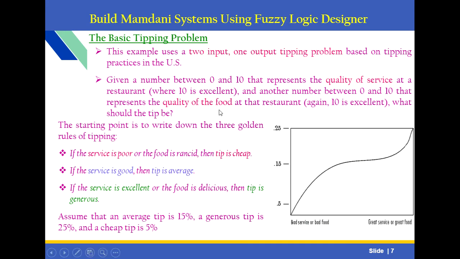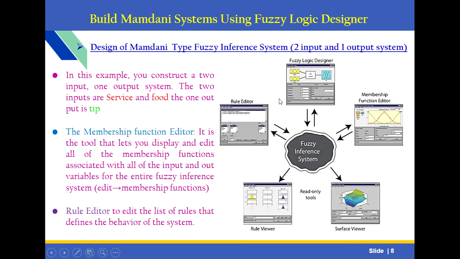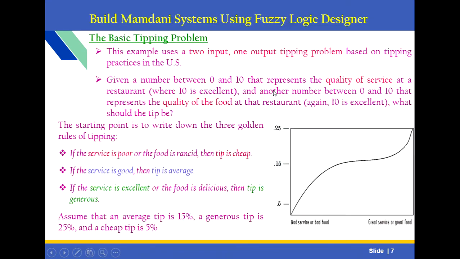This example shows the 2 input and 1 output tipping problem based on tipping practices in the United States. For example, given a number between 0 and 10 that represents the quality of service at a restaurant, where 10 is excellent and 0 is poor. Then another number between 0 and 10 that represents the quality of food. First one quality of service, then second one quality of food at the restaurant. Again 10 is excellent. Then what should the tip be?